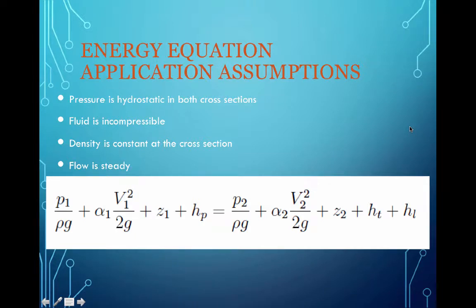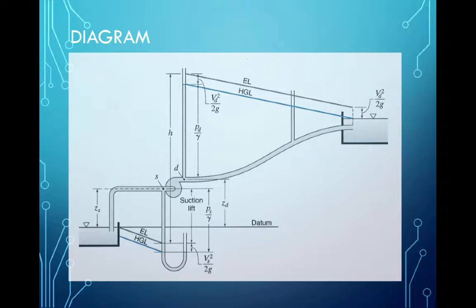And the assumptions for application to a system is that we can approximate the pressure in the system with hydrostatic at both cross sections. The fluid's essentially incompressible, which means the density is constant across the cross-section, and the flow is steady. Everything here is for a steady flow. For unsteady flow in pipelines, that's a non-trivial complication and outside the scope of class.